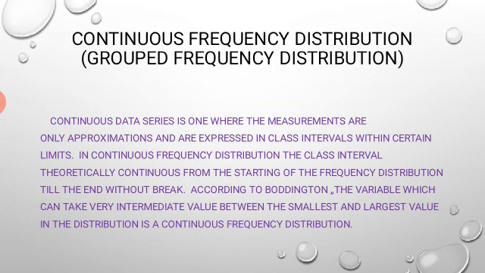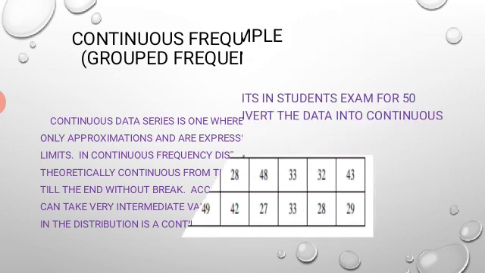Continuous frequency distribution, also called grouped frequency distribution. A continuous data series is one where the measurements are only approximations and are expressed in class intervals within a certain limit. In continuous frequency distribution, the class intervals theoretically continue from the starting of the frequency distribution till the end without break. According to Waddington, the variable which can take any intermediate value between the smallest and the largest value in the distribution is a continuous frequency distribution.